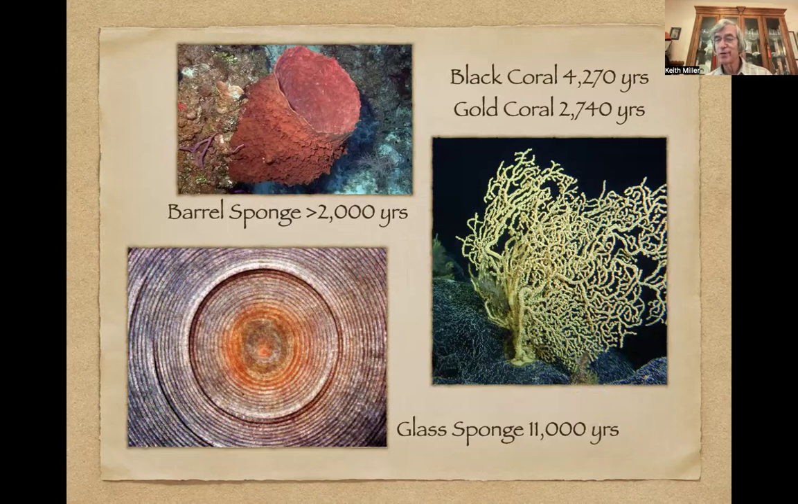And as I mentioned, there are ocean organisms that are even older than terrestrial organisms, and particularly corals and sponges. And here are some examples. Barrel sponges can be more than 2,000 years old. Black corals or gold corals can be several thousand years old. Probably the oldest marine organism are glass sponges, which grow exceedingly slowly and can be as much as 11,000 years old. So these are just single organisms.